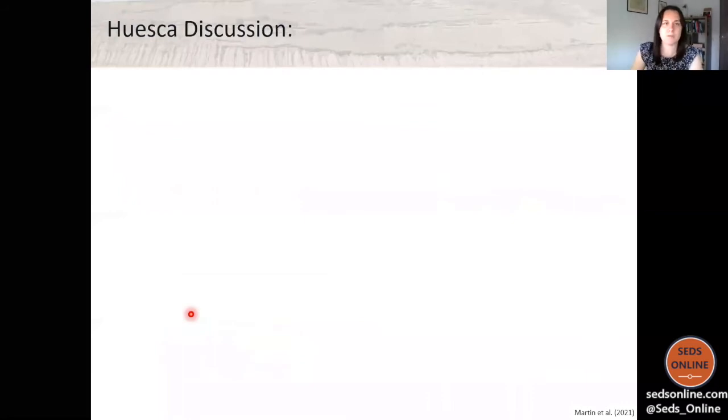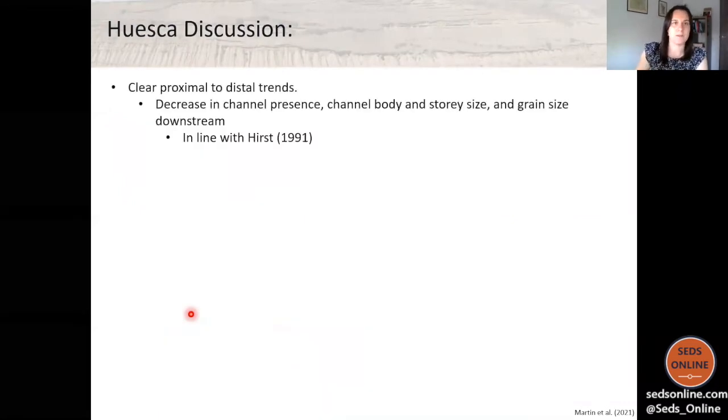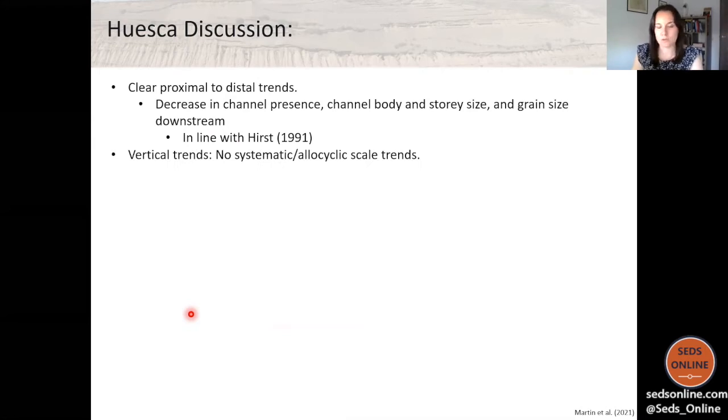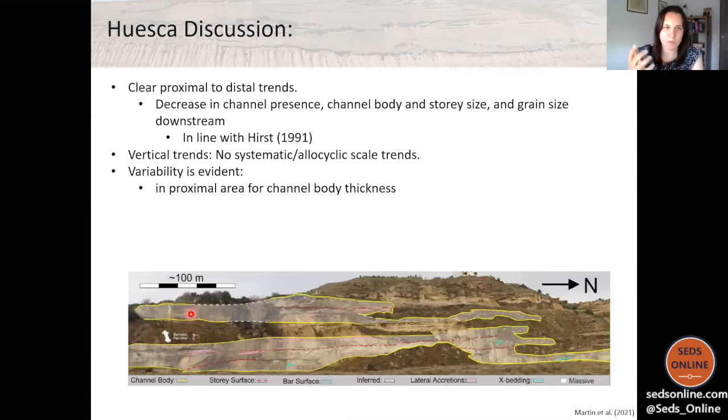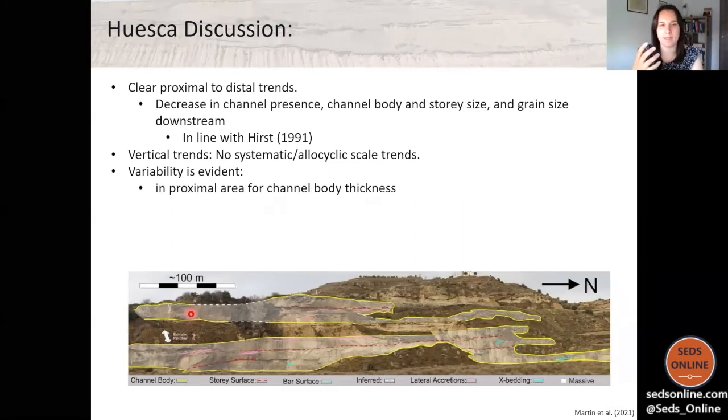So just to bring some thoughts together in terms of the Huesca system, clear proximal to distal trends, and this is in line with, for example, the work of Philip Hurst in 1991. Vertical trends, we've got no systematic big scale progradation or retrogradation, but we've got very clear variability present. Now in the proximal area, I'm going to pick out a few of these. The channel body thicknesses did vary considerably. So I just want to have a look at this and think about why that's the case.